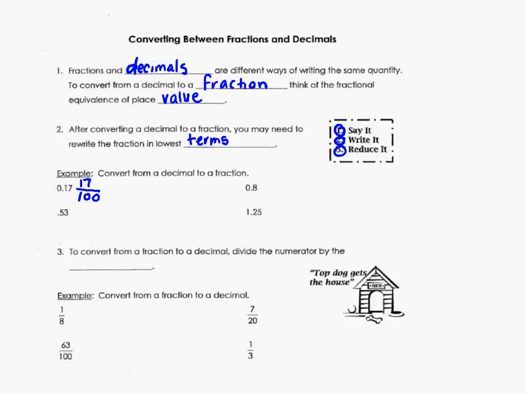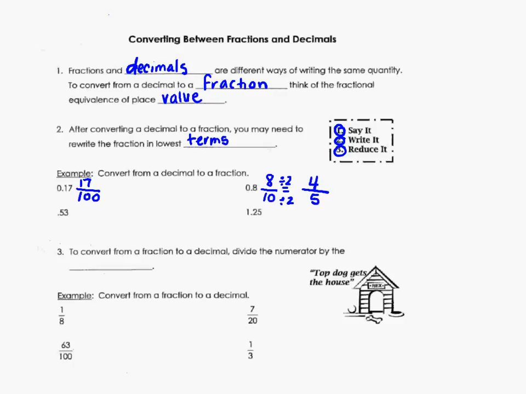Okay, let's look at this next problem. I'm going to say it, 8 tenths. So I'm going to write it, 8 tenths. I see that 8 and 10 are both even numbers, so I know it's at least divisible by 2. So I'll divide my numerator by 2, and if I divide the numerator by 2, I have to divide my denominator by 2 as well. 10 divided by 2 is 5.